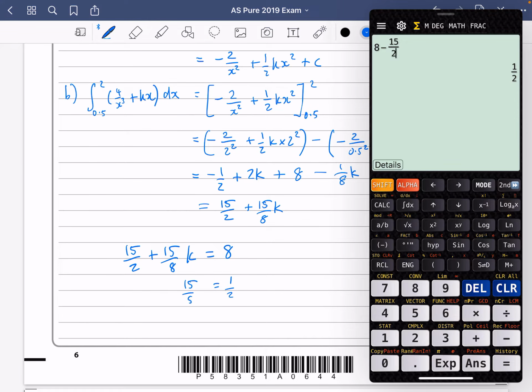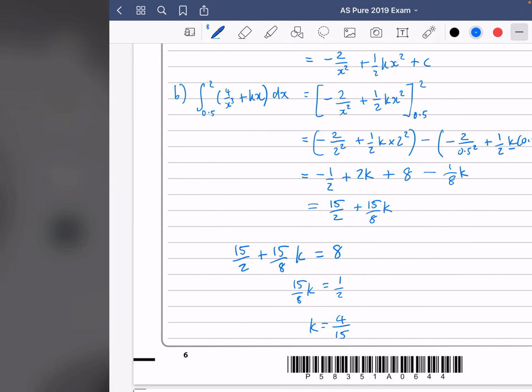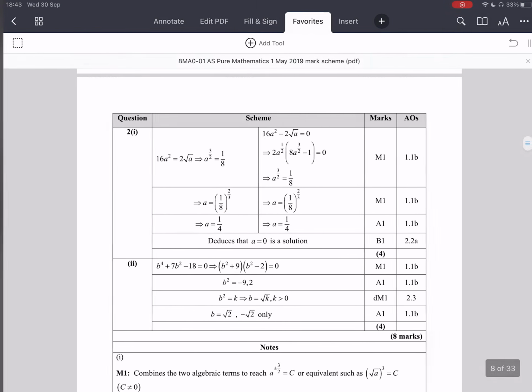And I have 15 over 8k. So I'm going to get my half there, multiply it by 8, and divide it by 15, so that k is equal to 4 over 15. I'm just going to confirm that is the correct answer here.